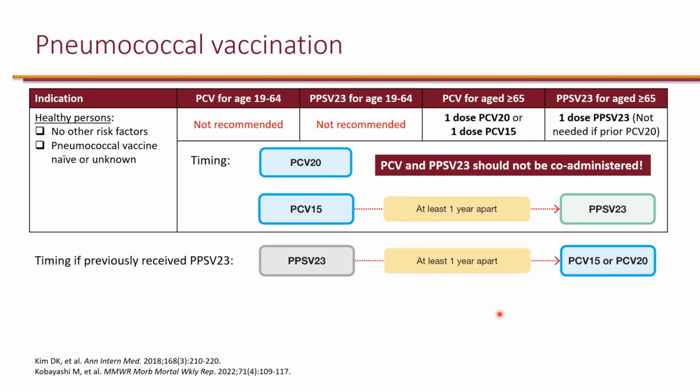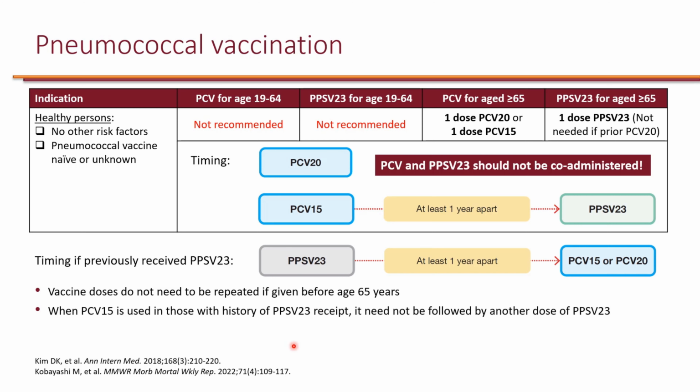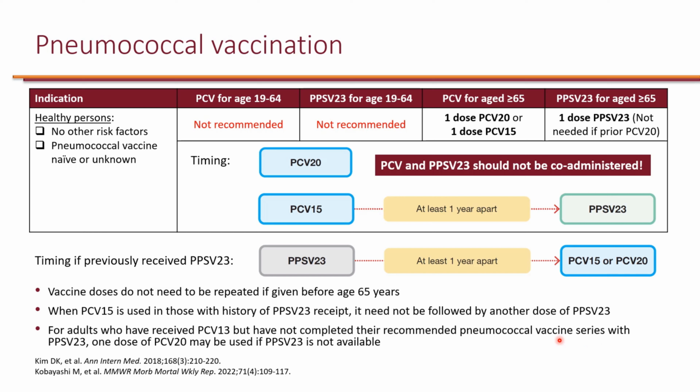Now, vaccine doses do not need to be repeated if they are given prior to age 65. So for whatever reason, if somebody received these vaccines prior to age 65, there's no need for them to be repeated after 65. And when PCV15 is used in those with history of PPSV23, it need not be followed by another PPSV23. And lastly, for adults who have received PCV13, which is still on the market, but not completed their recommended pneumococcal vaccine series with PPSV23, they do have the choice to get the PCV20 if PPSV23 is not available.